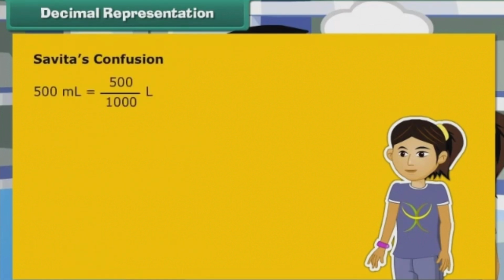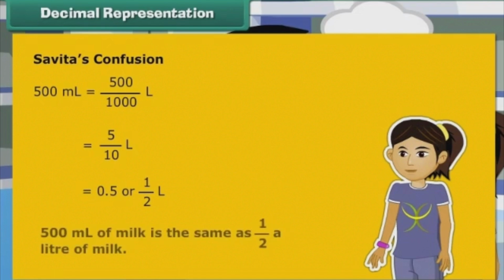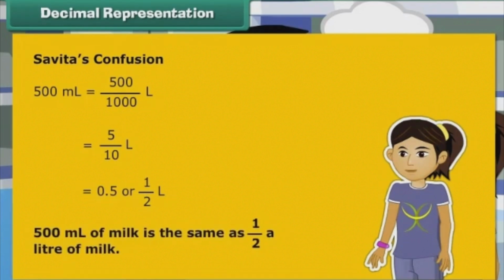Now, we revisit Savita's confusion. 500 ml is equal to 500 by 1000 liter. That is equal to 5 by 10 liter. That is equal to 0.5 or 1 by 2 liter. 500 ml of milk is the same as half a liter of milk. Savita is now relieved.